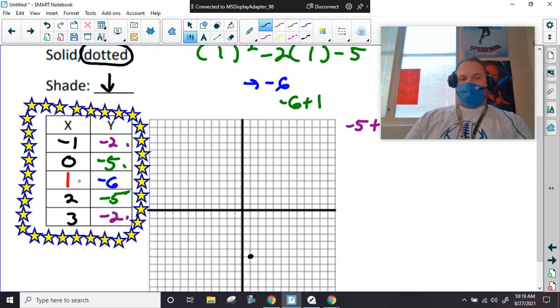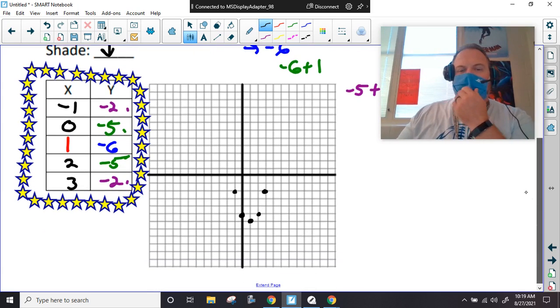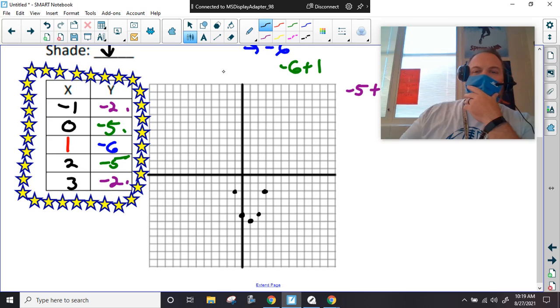I'm plotting this point, 1, 6. Okay, I was really worried. All right, now so there's my points. Here's where it gets a little kooky. Okay, not cookie, but kooky.